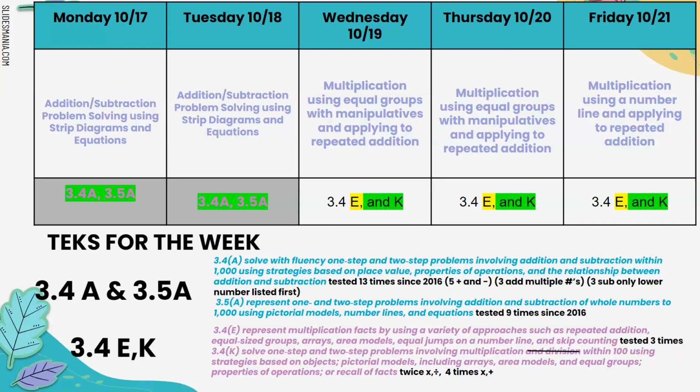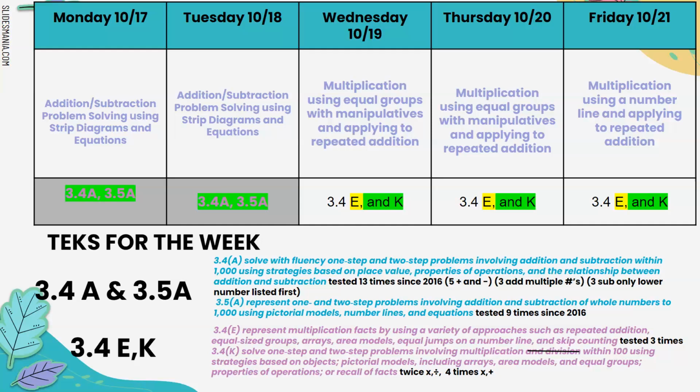So that is solve one and two step problems involving multiplication and division, but we're not going to look at division till we get there, within 100 using strategies based on objects, pictorial models, including arrays, area models, and equal groups, which you've heard in 3.4E, properties of operations or recall of facts. And when it says properties of operations, just note they don't have to know the names or the definitions of the properties of operations. They just need to be able to use them.